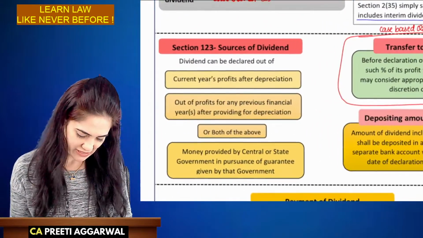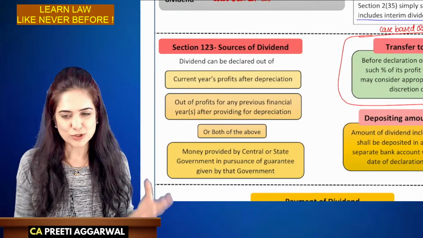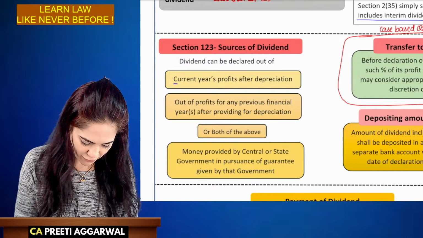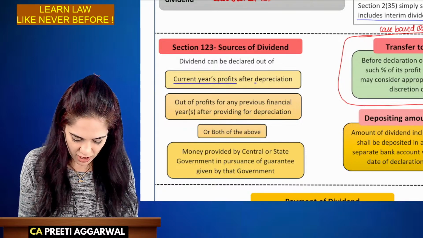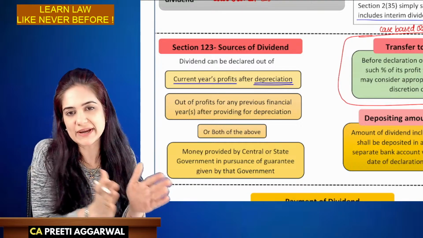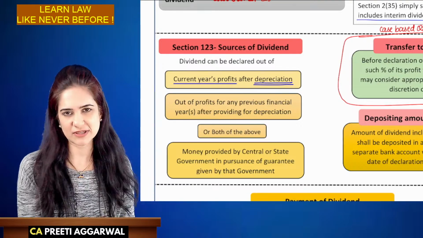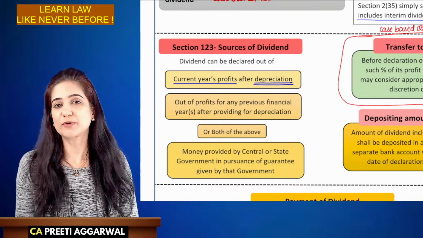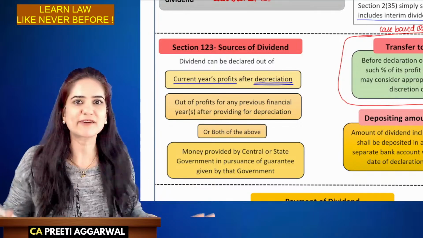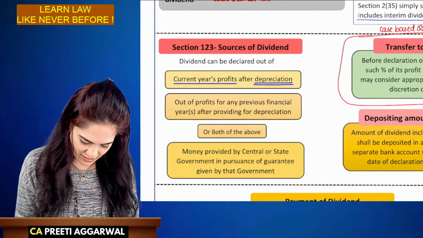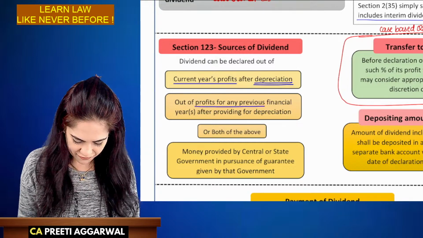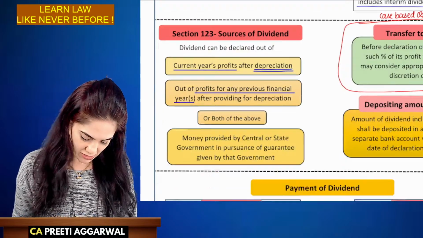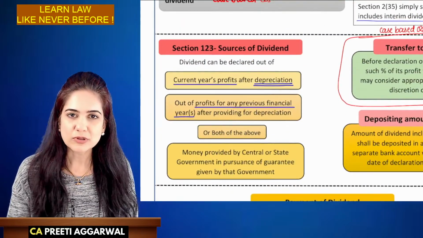What are the sources of dividend? See, now we want to declare dividend. So from where can we get the money? So you can use the current profits of the company after providing for depreciation. If the current year's profits are insufficient or I don't have profits in the current year, then I can use the profits of any previous financial year, again after providing for depreciation. Or I can also utilize both.